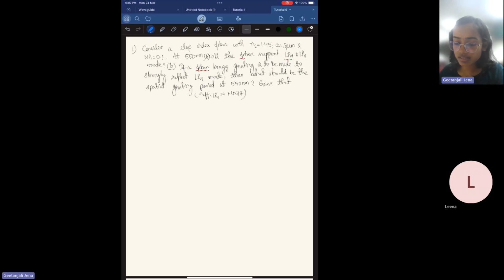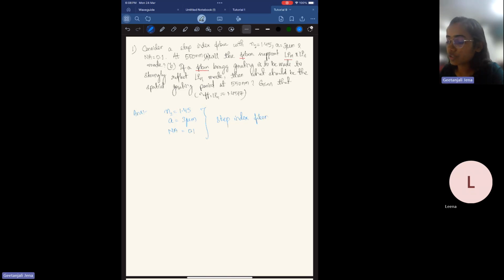This covers the concept that we have seen before, as well as the concept related to week 9. So the question is, consider a step index fiber with a refractive index. Let me write the parameters that are already given to us. N2 is 1.45, the core radius is 3 micrometer, and the numerical aperture of the step index fiber is 0.1.